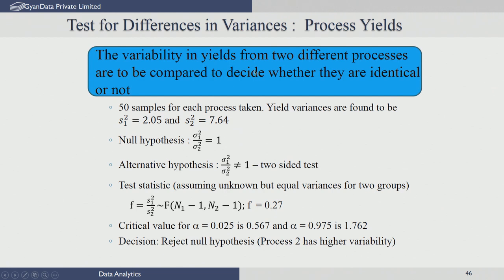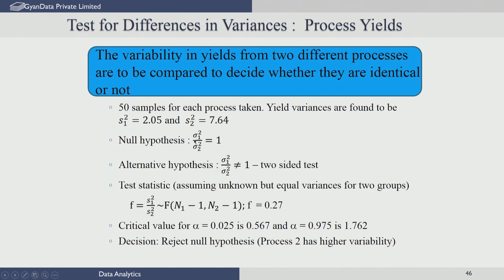Now, we have two processes which have different variability, and we want to compare whether these two processes have the same variability or not. So, we have taken 50 samples from each process and computed their variances and found that one has a variance of 2.05 and the other has a variance of 7.64. Now, what we want to compare is whether these two population variances of these two processes are equal or not, which means we want to check whether the ratio of the variances is equal to 1 or not.